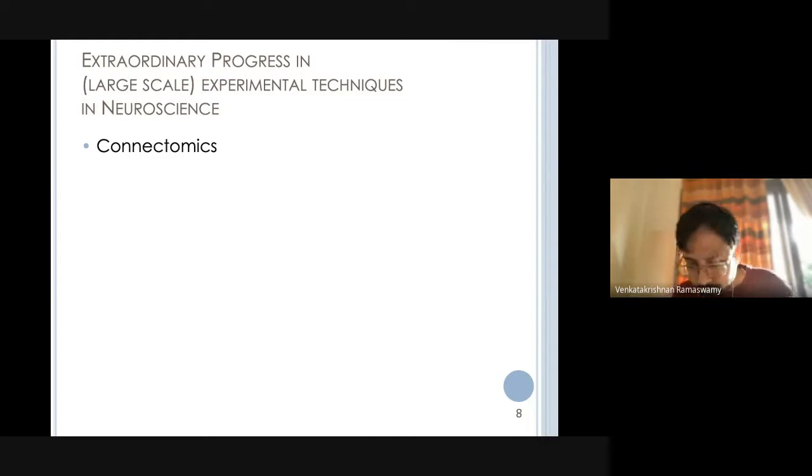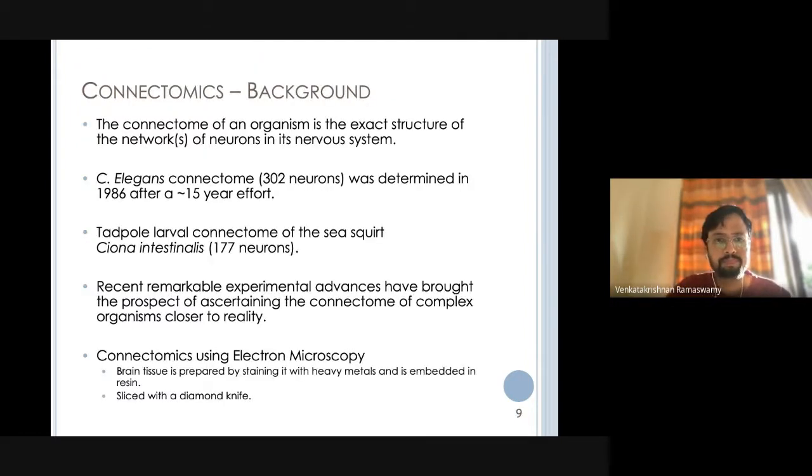Another aspect of neuroscience: over the past couple of decades, there has in fact been extraordinary progress in experimental techniques in neuroscience. I'm going to take the next 10 or so minutes to walk you through some of these. The first one is what is called connectomics. The connectome of an organism is the exact structure of the networks of neurons in its nervous system, the underlying graph of the brain, if you will.